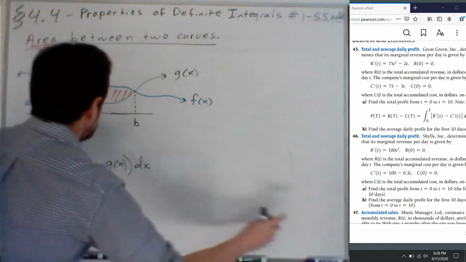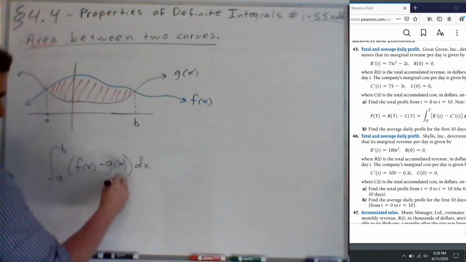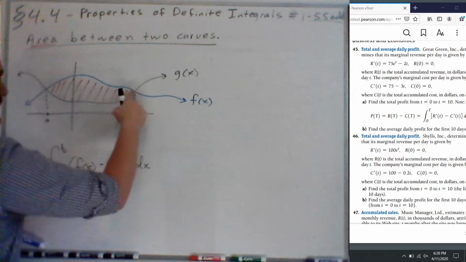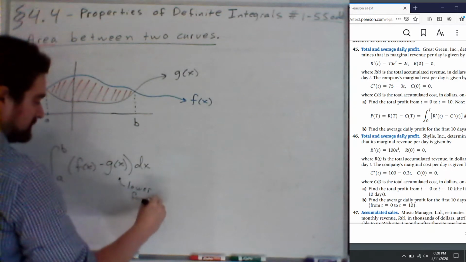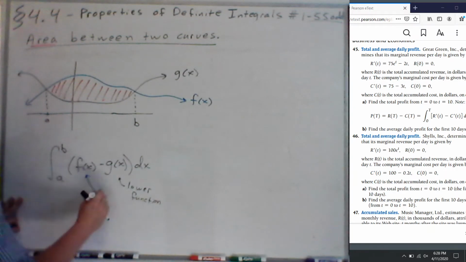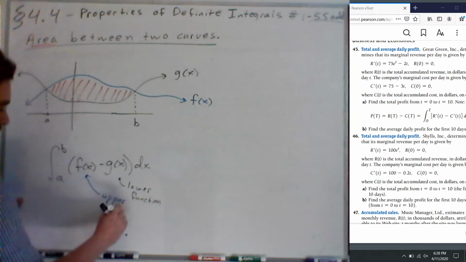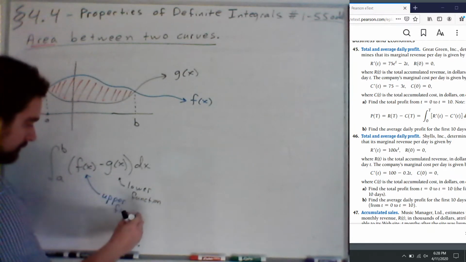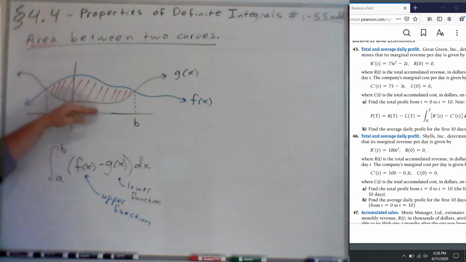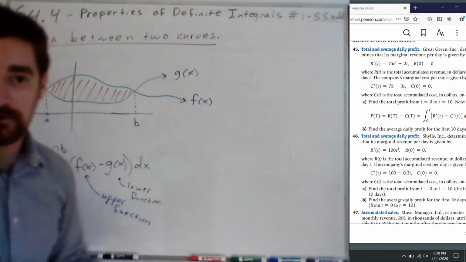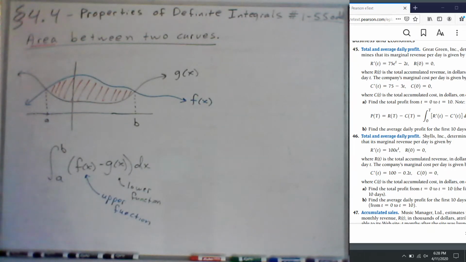Now, take note that this g of x is actually underneath f of x, so this is the lower function. This function has lesser values than f of x, the upper function. If I do this the other way around, if I take g of x, integrate it, and then subtract everything under the blue, oh man, that's a lot of negative. It's not going to give me the right number. It's going to give me a negative number. So first thing you want to do is identify the upper function and then subtract the lower function.